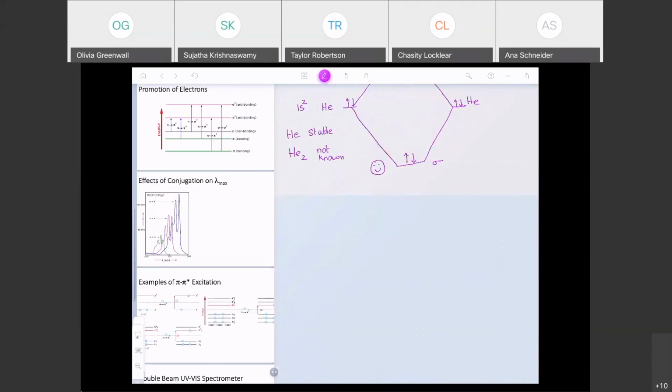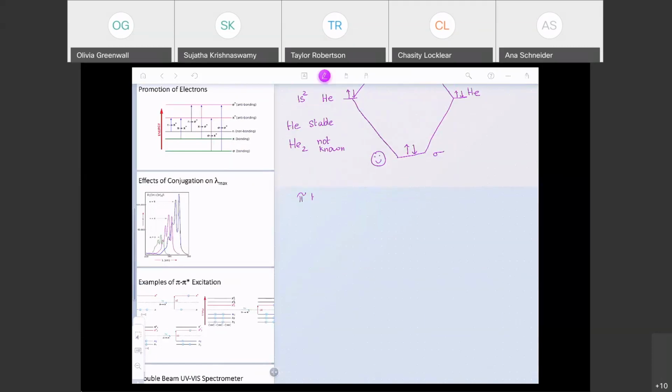Now we also have pi bonds. When we start getting into a little bit more complexity, we have pi bonds, and pi bonds also form orbitals. So those electrons in the pi bonds cannot sit in the sigma orbitals. They sit in pi and pi star, which are bonding and anti-bonding. Then we also have lone pairs or non-bonding electrons, and those sit in what are called the non-bonding orbitals.